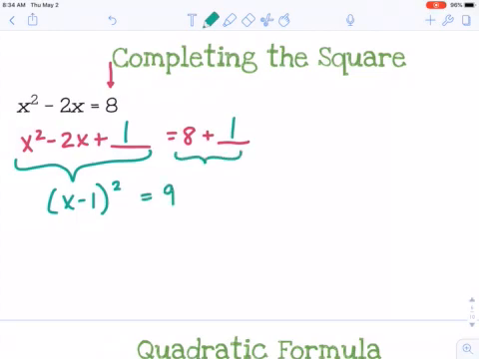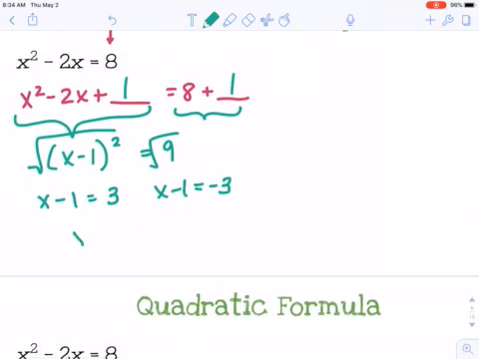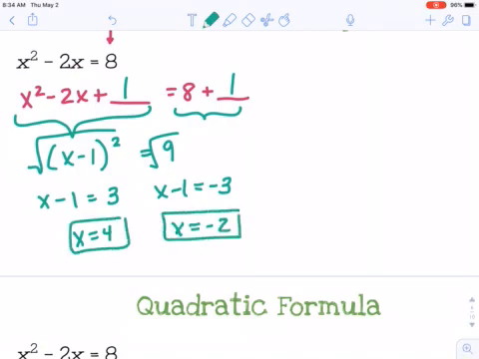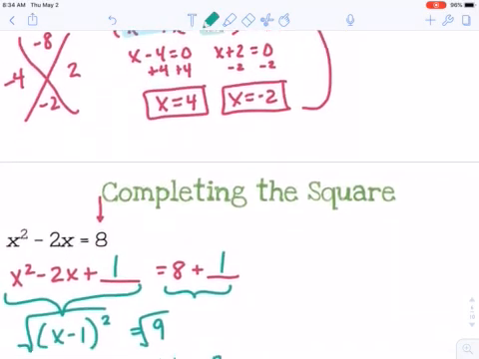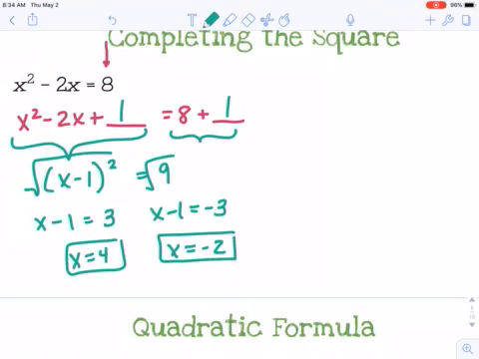Combine this side, which equals 9, and then I'm able to actually just work backwards. So I'm going to square root both sides. So x minus 1 equals 3, and x minus 1 equals -3. Then I add 1 to both sides, so x is 4. There's one of my answers. Add 1 to both sides, x is -2. There's my other answer. You'll notice, again, we got the exact same answers as we did before, -2 and 4.